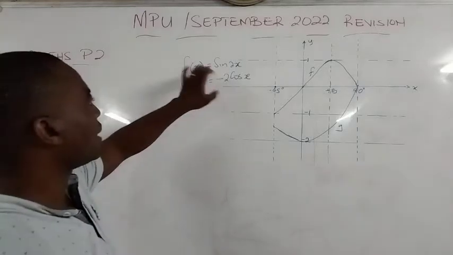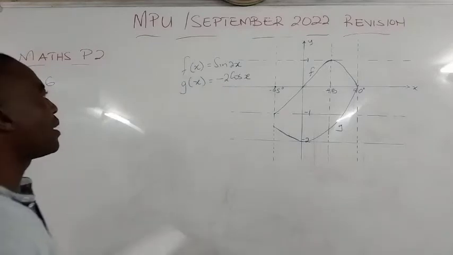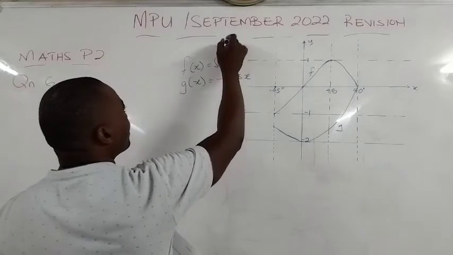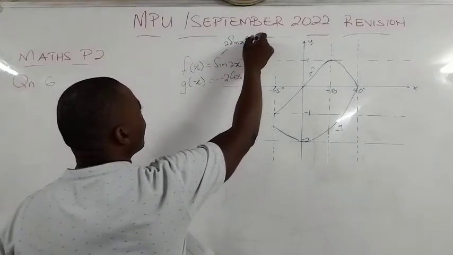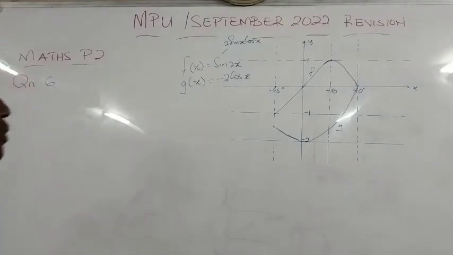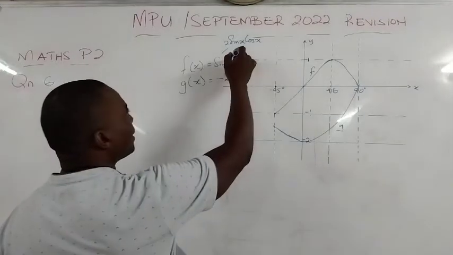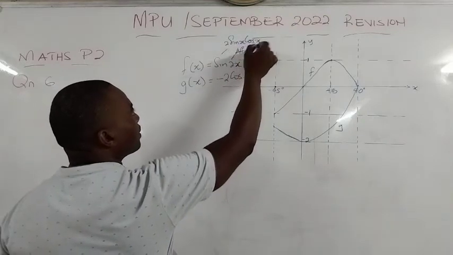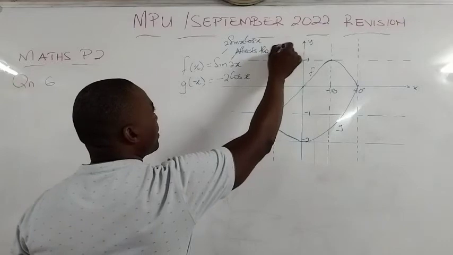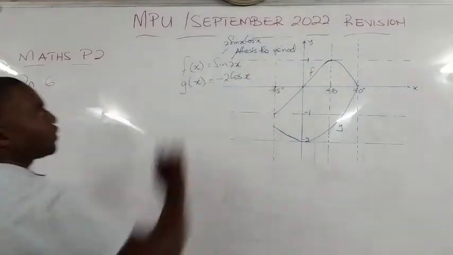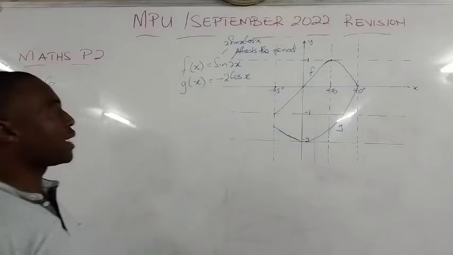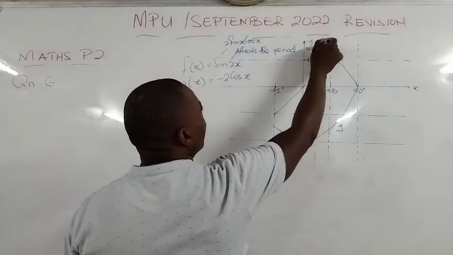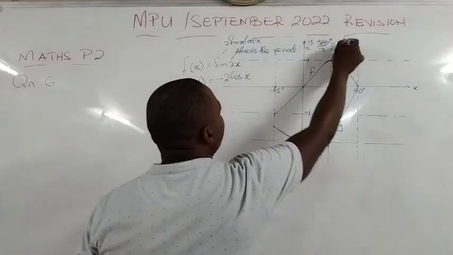When they've given you sine 2x, remember it can be written as 2 sine x cos x. Just put that in mind too. And also remember that these affect the period. In case they ask you about the period of f of x, it will be 360 degrees divided by 2, which is 180 degrees.